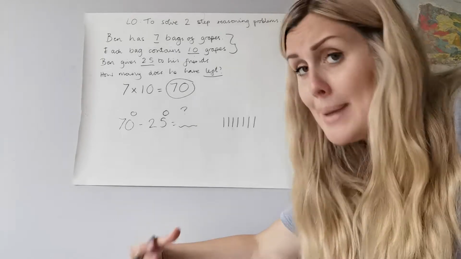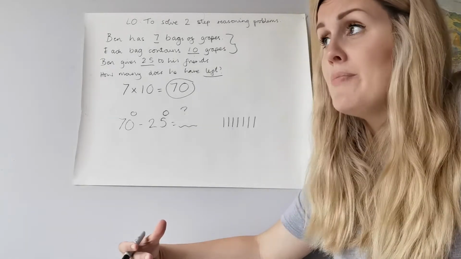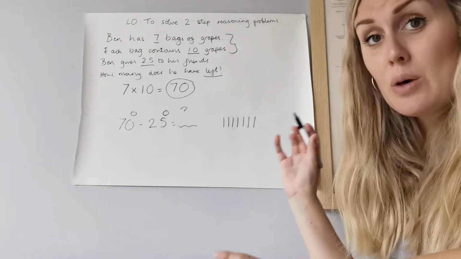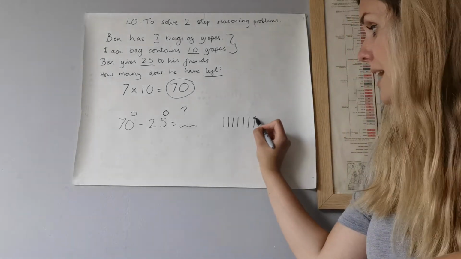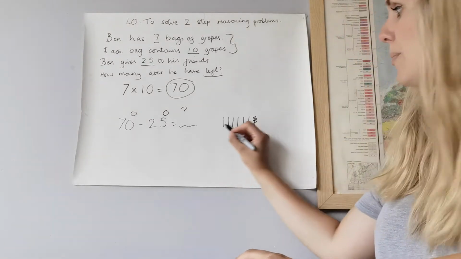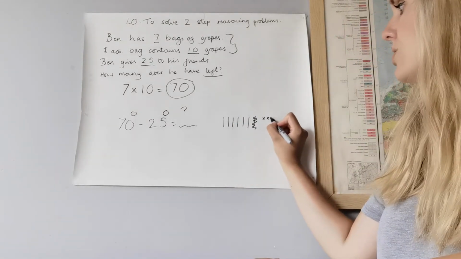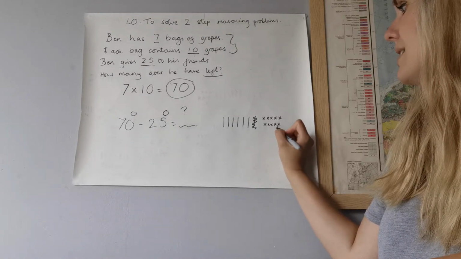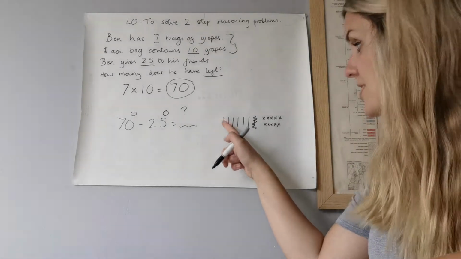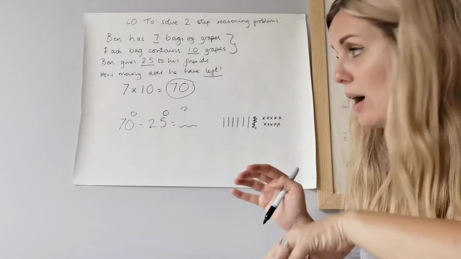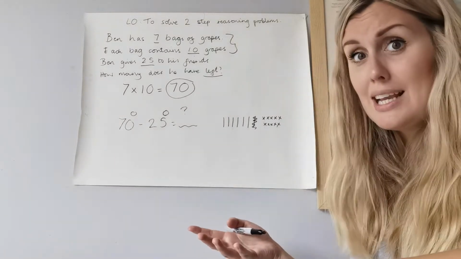Now, you guys are amazing at exchanging. You can do this, so let's have a go really quickly. Exchanging means that we need to borrow a 10 and turn it into 10 ones. So we still have 70, but it's 6 tens and 10 ones. 1, 2, 3, 4, 5, 6, 7, 8, 9, 10. Okay, so I've still got 70. I've just moved it around a little bit. Okay, now I can take 25 away really easily.